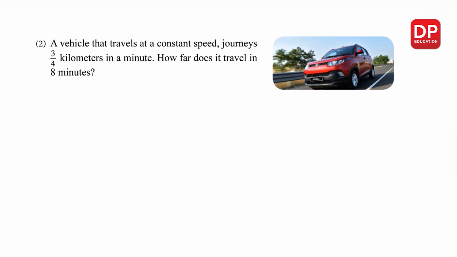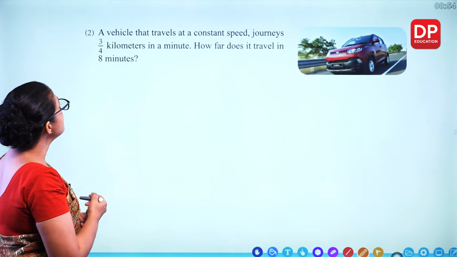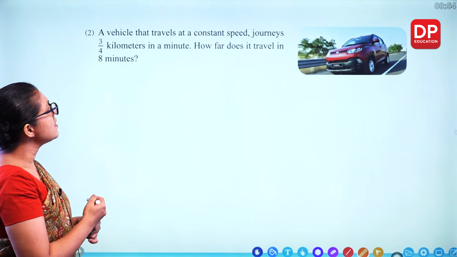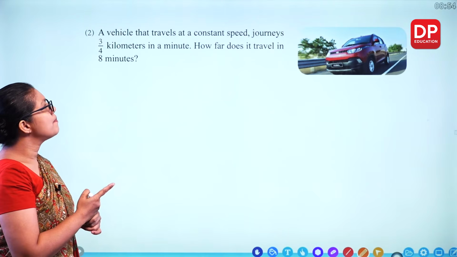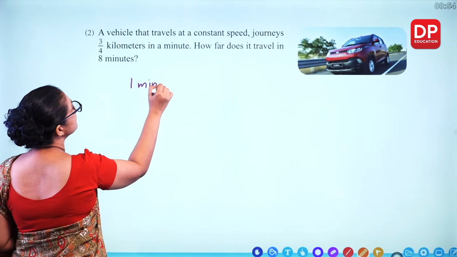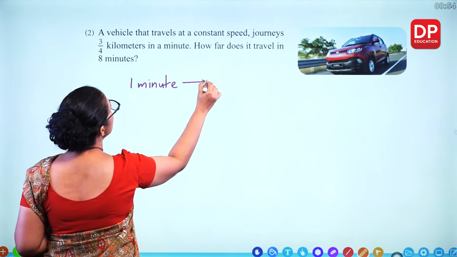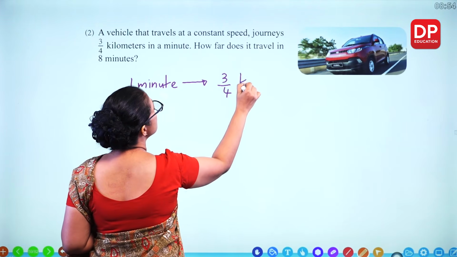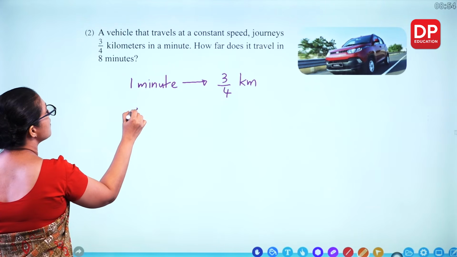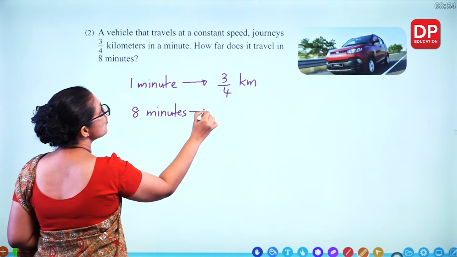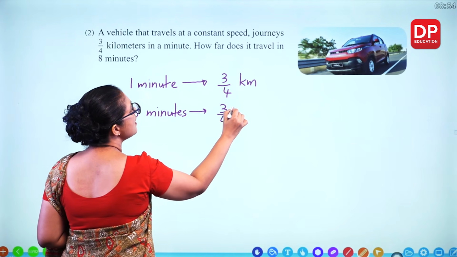Question number 2. A vehicle that travels at a constant speed journeys 3/4 kilometers in a minute. How far does it travel in 8 minutes? So 1 minute, it travels 3/4 kilometers. Now they are asking, what about in 8 minutes? So you just multiply this by 8.